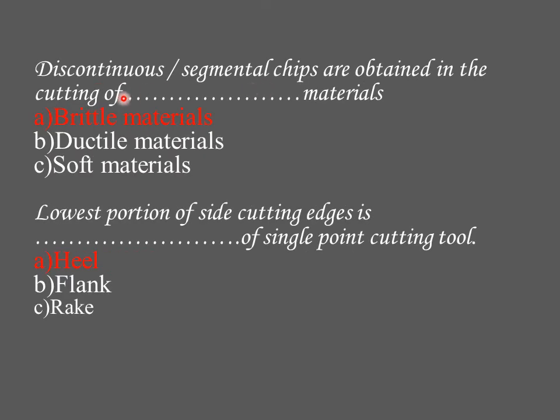Here we will discuss the next question. Discontinuous or segmental chips are obtained in the form of dash materials. Three options are given: brittle materials, ductile materials and soft materials. The correct answer is brittle materials. In brittle materials, discontinuous and segmental chips are obtained.